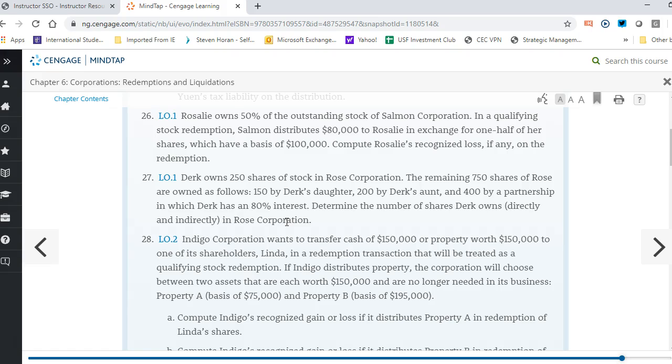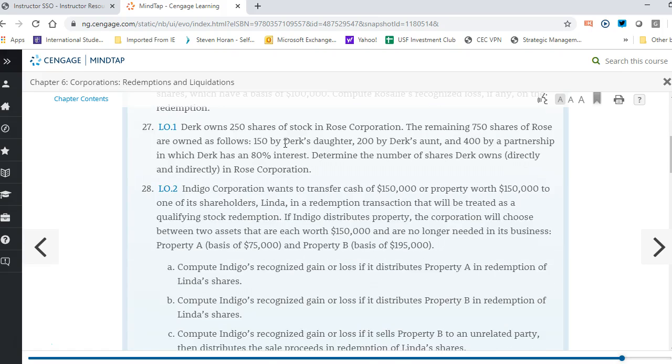If she owned more than 50%, so she was at 51% or more, she would not be able to take the loss. Okay, so for Rosalie, $20,000 loss, and yes, it can be taken. The $20,000 loss can be taken because it is a qualifying distribution and she does not own more than 50%.